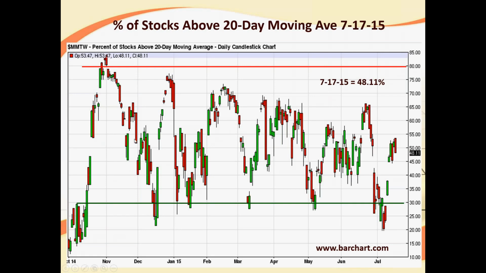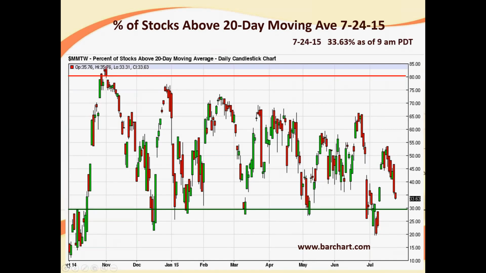So here we are. Here's where we were last week on the percentage of stocks above the 20-day moving average on the NYSE. I've got an interesting chart that Mike sent me earlier in the week that I'm going to share with everybody. I'm going to ask Mike to talk to it shortly. And here's where we are today as of 9 o'clock this morning. What's going on? Well, as we can see, let me get my drawing tool. Yep. The downtrend of the percentage of stocks above their 20-day moving averages continues.